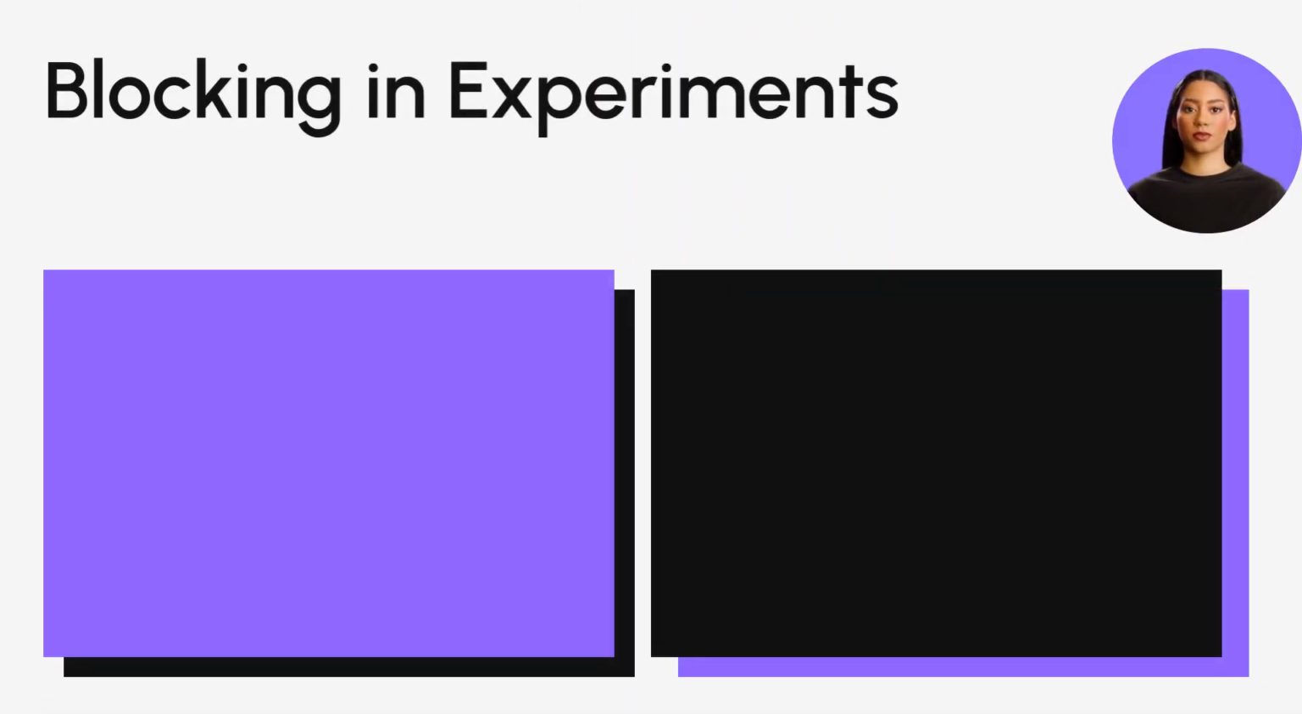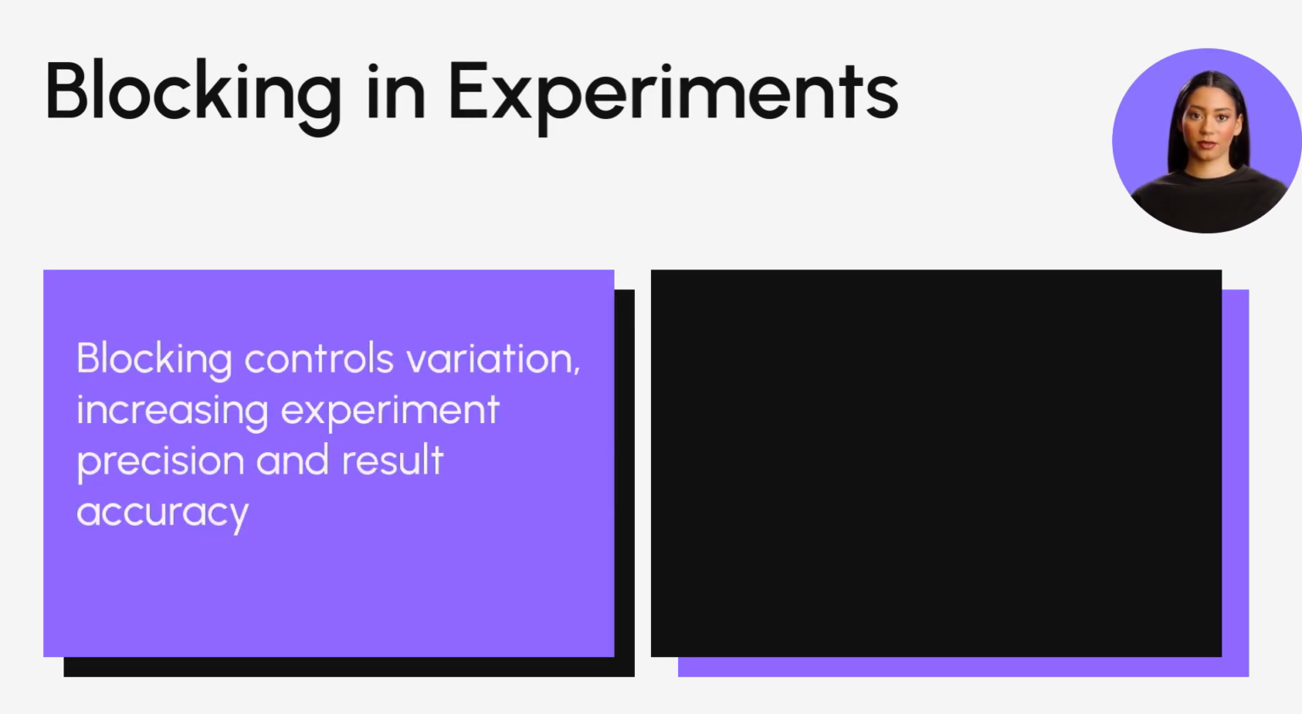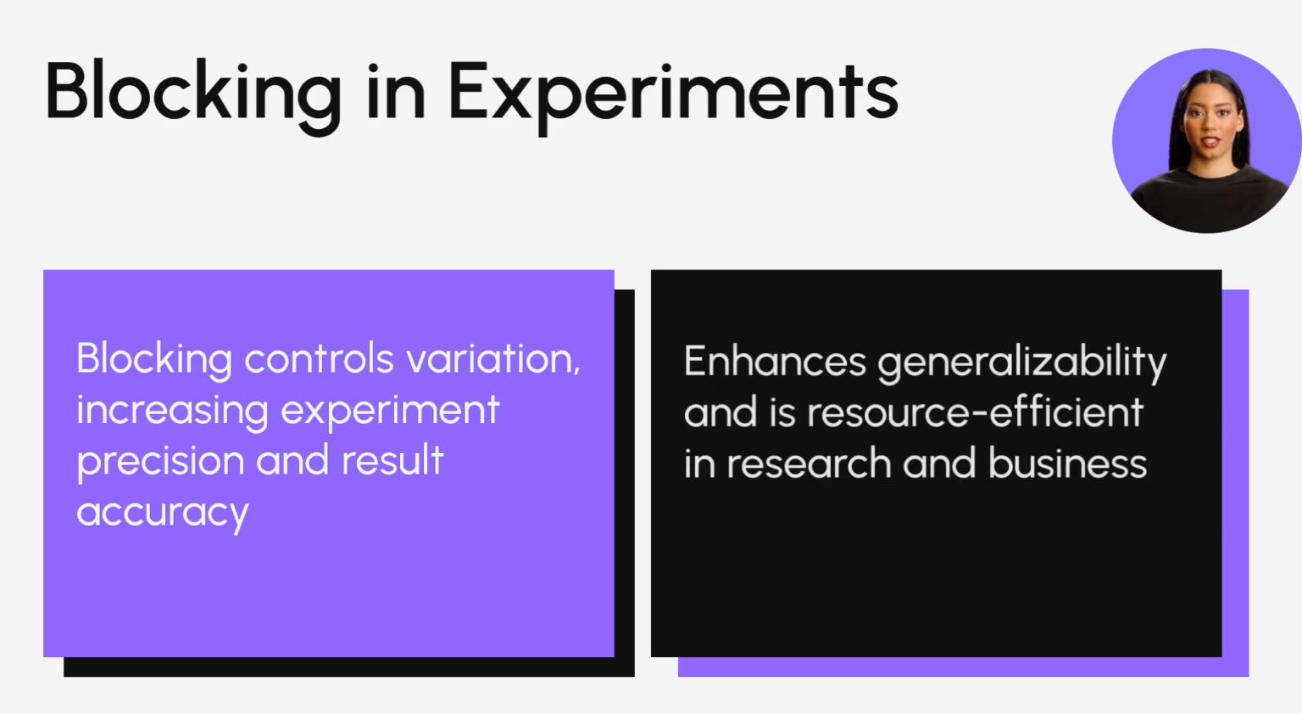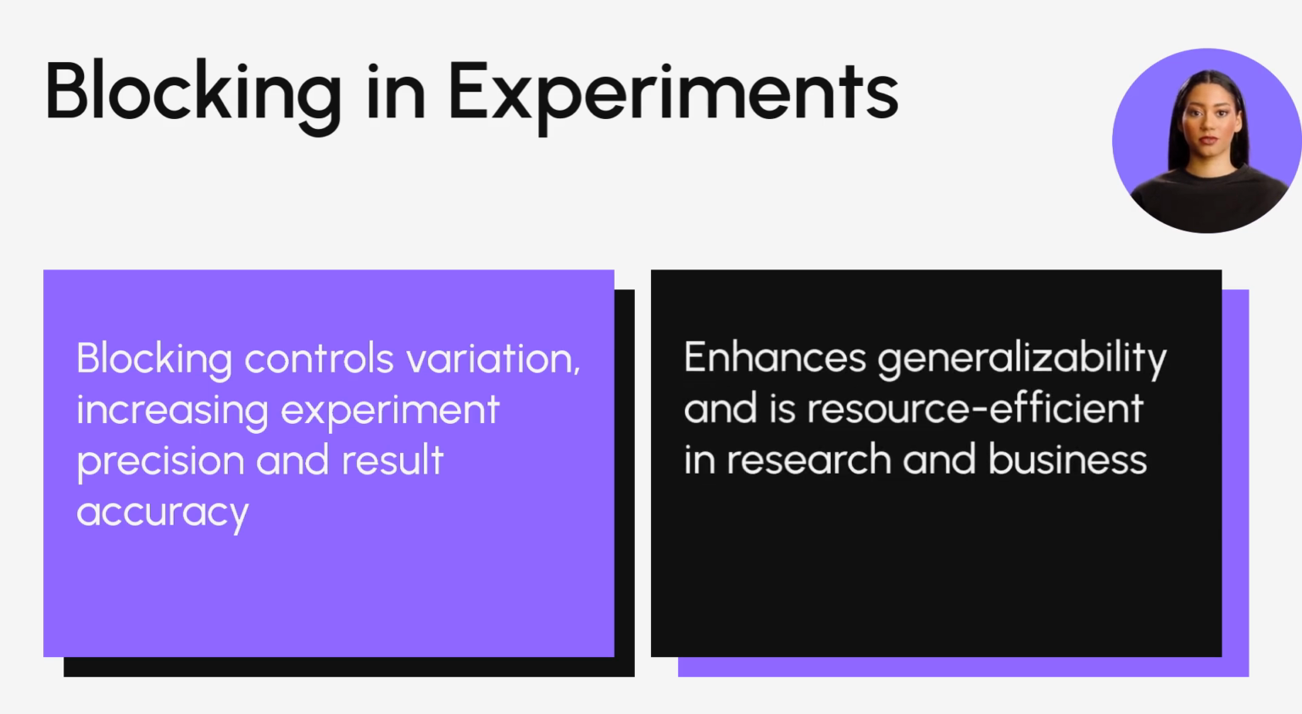Blocking controls known sources of variation within homogeneous groups. It increases the precision of the experiment. This technique enhances the generalizability of results. Blocking is resource efficient and improves result accuracy. It's valuable in both research and business contexts.